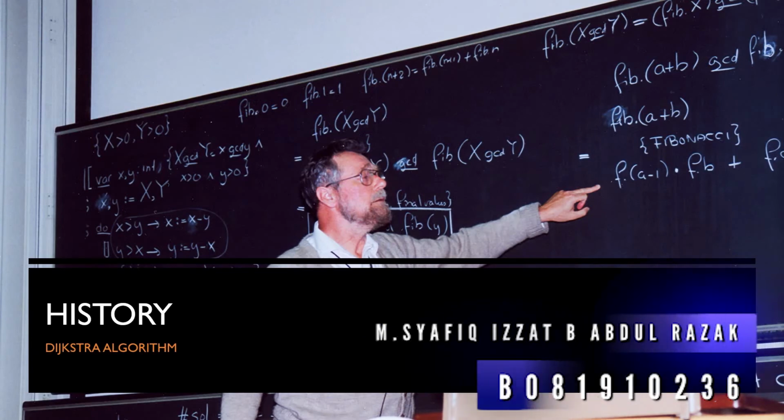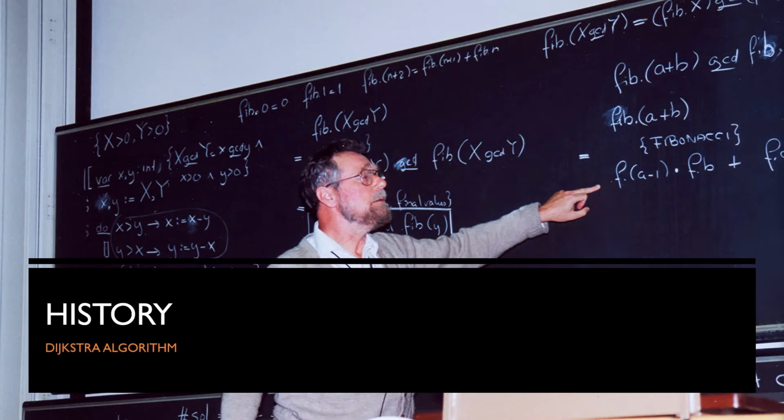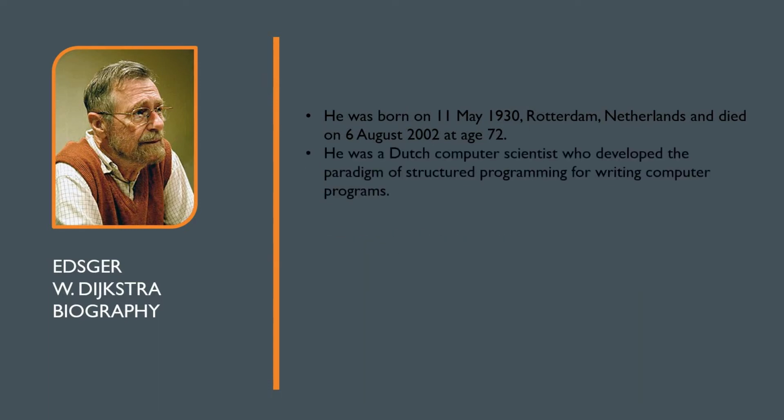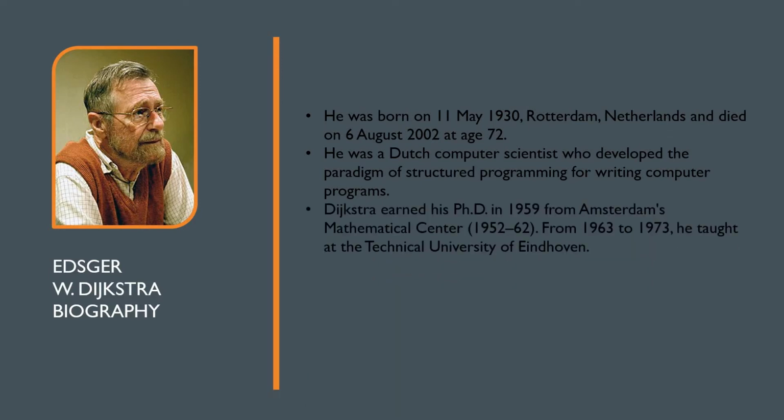So in this part I will explain about the history of Dijkstra's algorithm. Edsger W. Dijkstra biography. He was born on 11 May 1930 in Rotterdam, Netherlands, and died on 6 August 2002 at age 72. He was a Dutch computer scientist who developed the paradigm of structured programming for writing computer programs. Dijkstra earned his PhD in 1959 from the Amsterdam Mathematical Center.